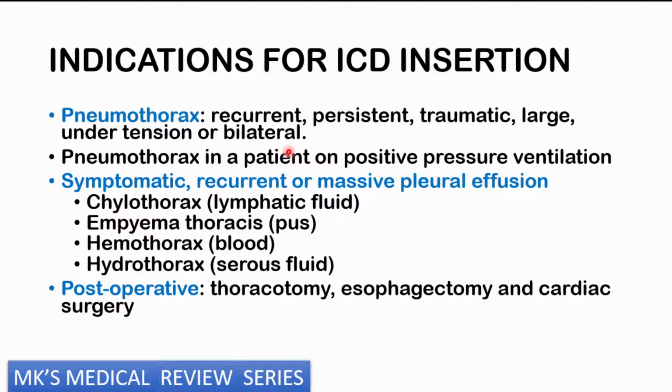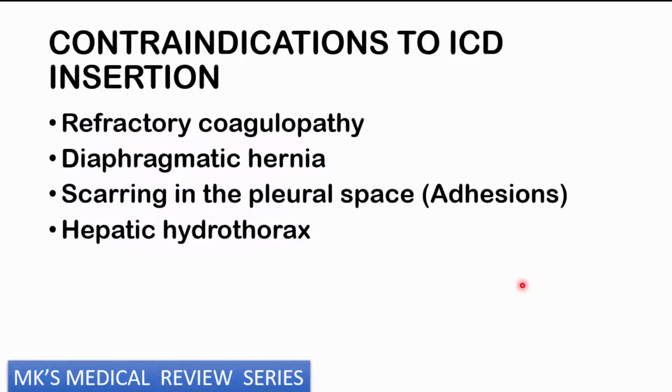You could also have symptomatic, recurrent, or even massive pleural effusions. There could be chylothorax, which is lymphatic fluid. It could be empyema thoracis, which is pus. It could be hemothorax, which is blood. It could be hydrothorax, which is serous fluid. And of course, in some post-operative procedures, after a thoracotomy, an esophagectomy, as well as cardiac surgery.